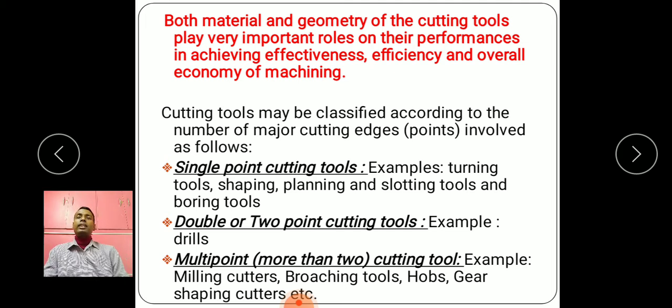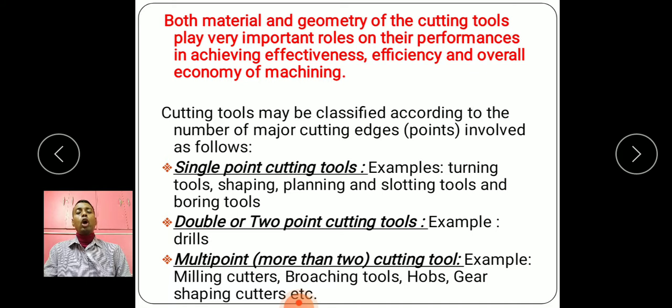In a single point cutting tool, that means at a time, when the tool and the workpiece touch, the touching zone is a point, one point or one line. So this is called a single point cutting tool. Examples are turning tool, shaping, planing, slotting, etc.